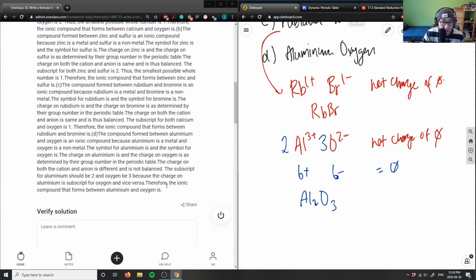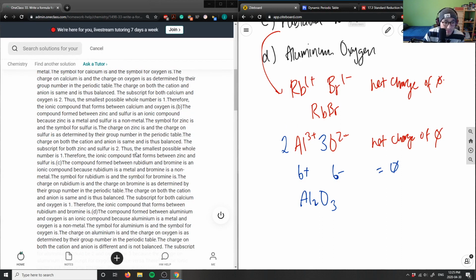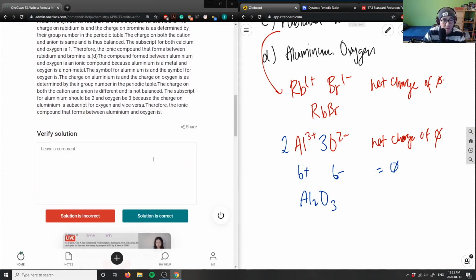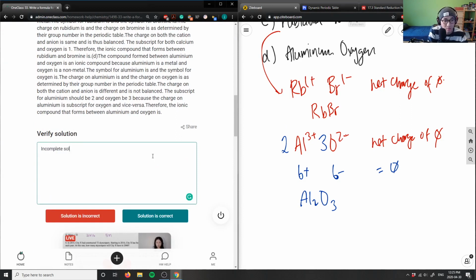This is a very, very long solution. And I don't think they actually wrote the chemical formulas. This is actually, again, another incomplete solution. I'm just going to write it down here.